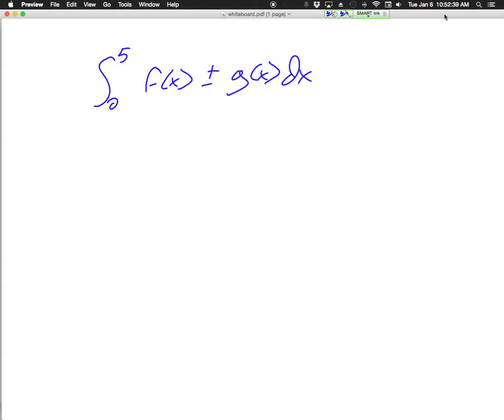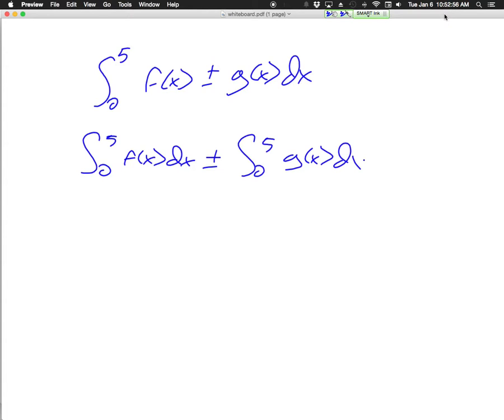Okay, let's say I have the integral from 0 to 5 of f of x plus or minus g of x dx. That right there is the same thing as the integral from 0 to 5 of f of x dx plus or minus the integral from 0 to 5 of g of x dx. Any issues with that? Did you just distribute? It's kind of like that, yeah. What it's saying is, if I've got a definite integral made up of separate functions that are added or subtracted, I can separate them into different integrals. That's what's going on with that.